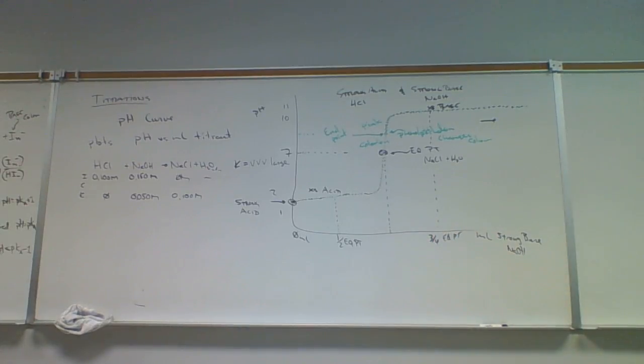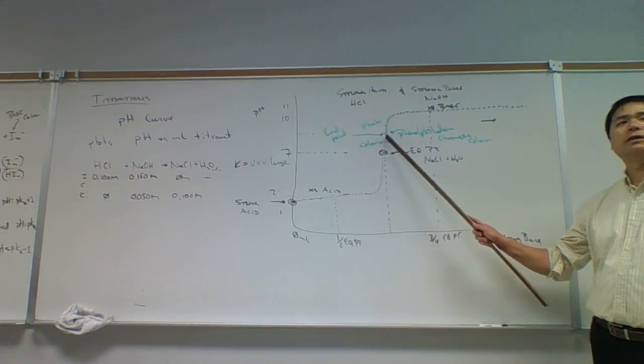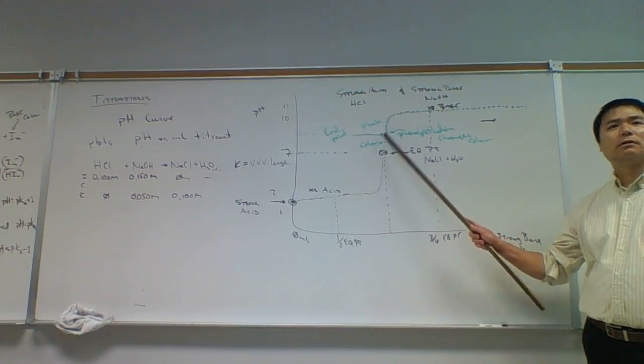We could use other indicators too. For example, thymol blue. Thymol blue would work because we go from yellow to blue, and the intermediate color here would be green. Mix. That's around pH 8.5, 9. That would work, no problem. That would give us an even smaller error. Thymol blue would change around here. Small error.